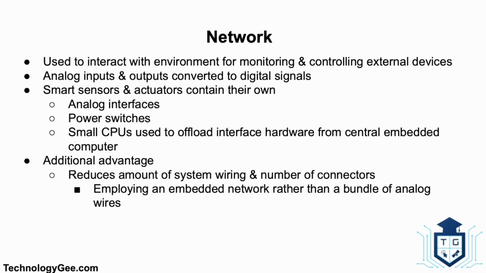Next is network. So an embedded system is often used to interact with the environment for the purpose of monitoring and controlling external devices. To do this, analog inputs and outputs must be transformed to and from digital signals. In some systems, smart sensors and actuators that contain their own analog interfaces, power switches, and small CPUs are often used to offload interface hardware from the central embedded computer. This brings an additional advantage of reducing the amount of system wiring and number of connector contacts by employing an embedded network rather than a bundle of analog wires.